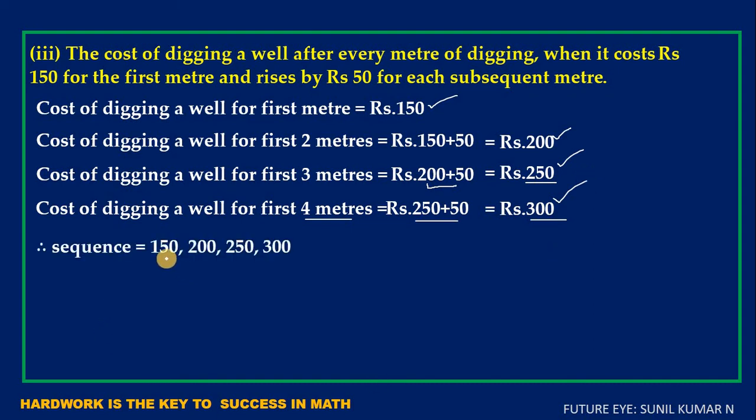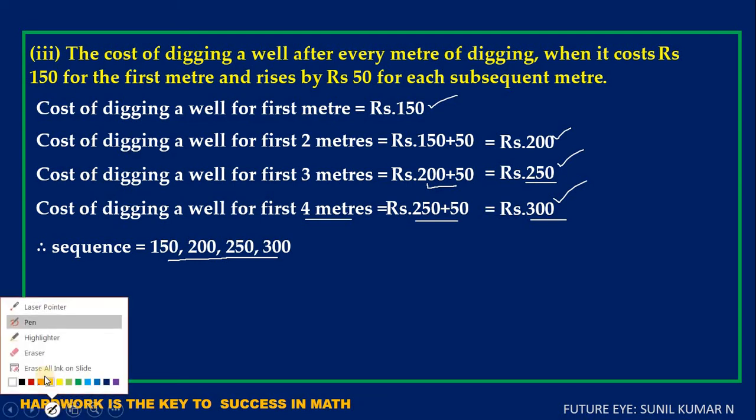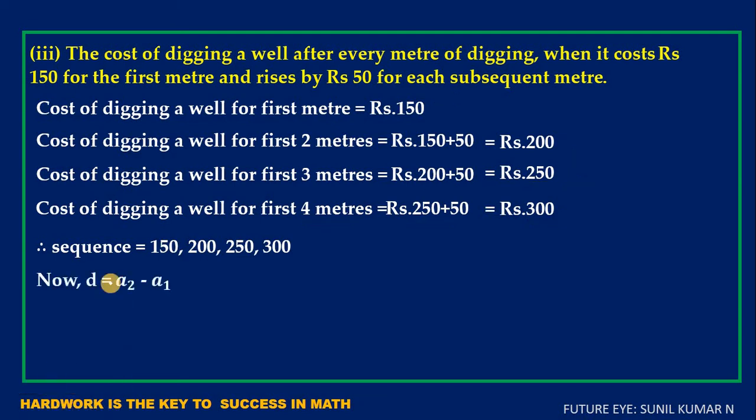So your sequence is ready: 150, 200, 250 and 300. Now let's check whether it forms an AP or not. So for that, what do we want to do? Let's find d. a2 minus a1. a2 is how much? 200. a1 is how much? 150. Subtract these two, we get 50.